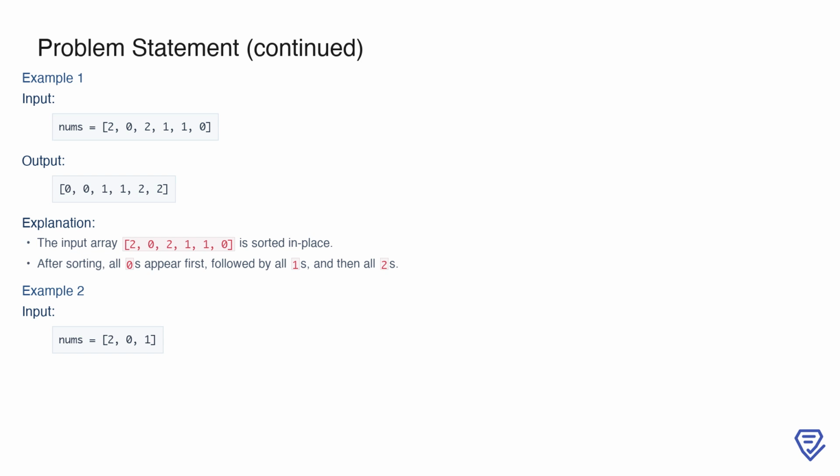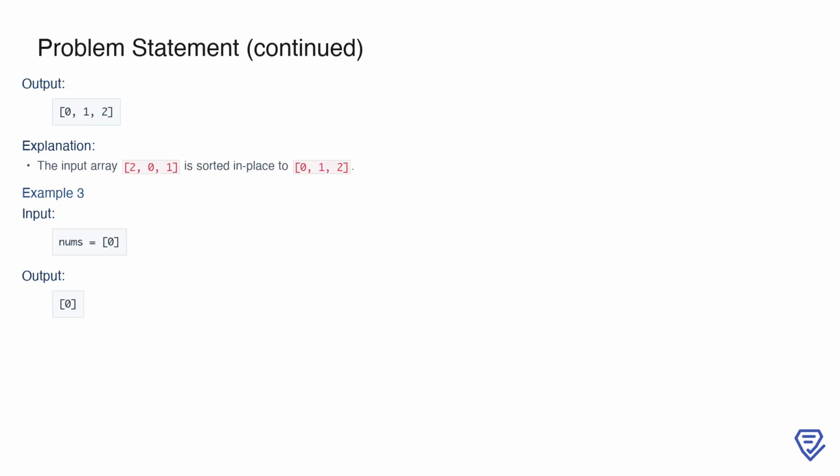In the second example, the input is 2, 0, 1. After sorting, the array is transformed into 0, 1, 2. Again, the colors are arranged in the order red, white, and blue. These examples emphasize that the sorting should not create a new array but instead rearrange the elements within the given array.